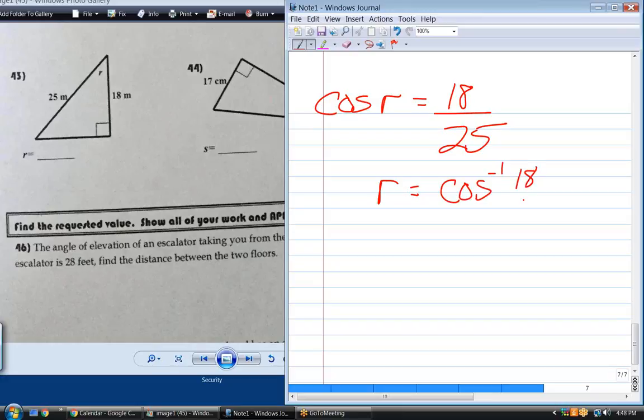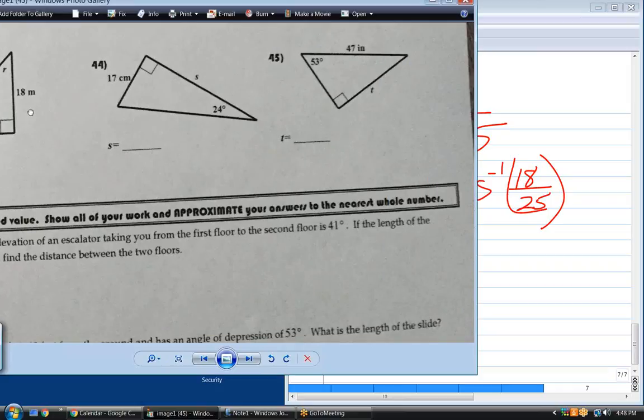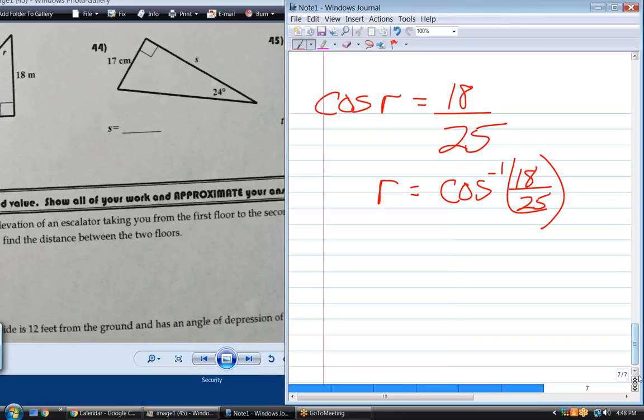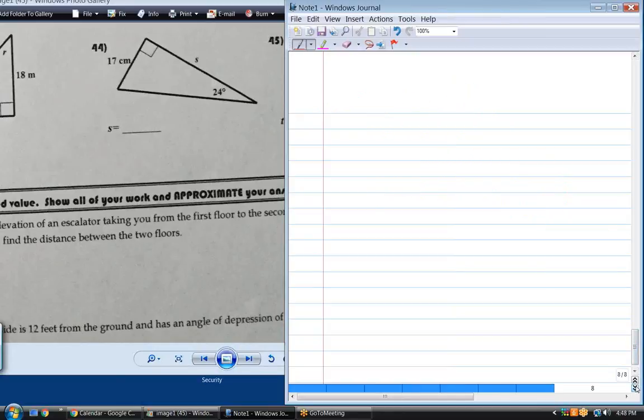And what did you get? I got 43.40. Okay. I just got 44. And that's less than 90, so that's in the ballpark. In other words, once again, you wouldn't want to get an answer of 91 degrees there. 44?